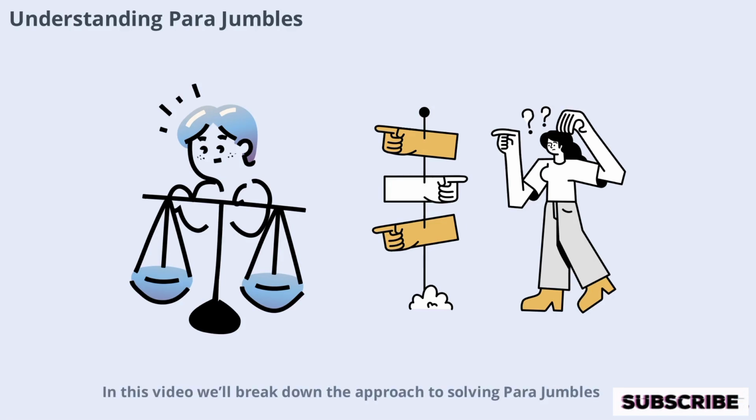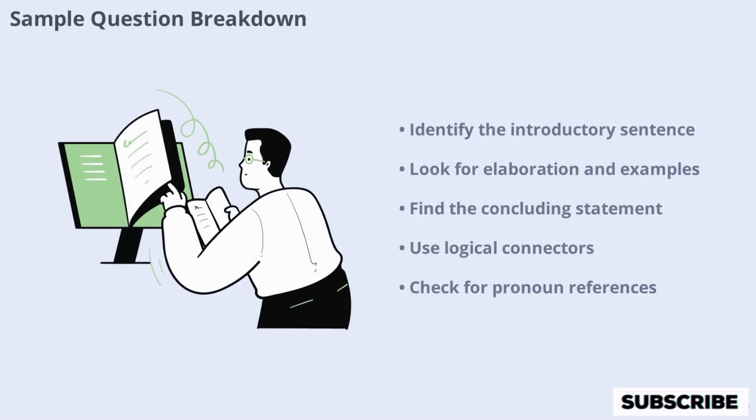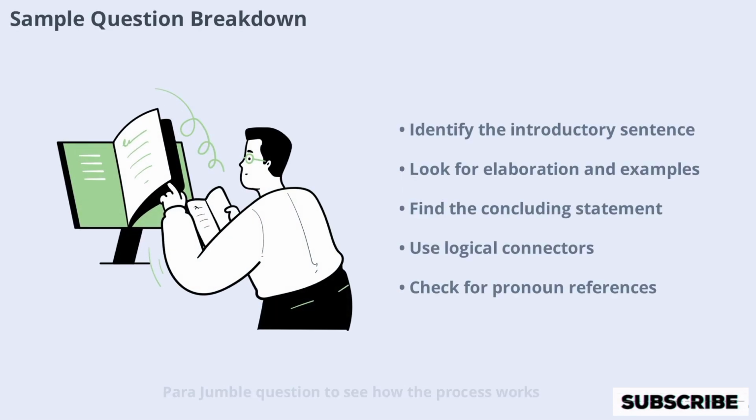In this video, we'll break down the approach to solving parajumbles, look at sample questions, and discuss strategies to identify the correct sequence. Let's start by understanding what makes a paragraph logically coherent and how to spot clues that link sentences together. Let's take a closer look at a sample parajumble question to see how the process works. Consider the following set. A.